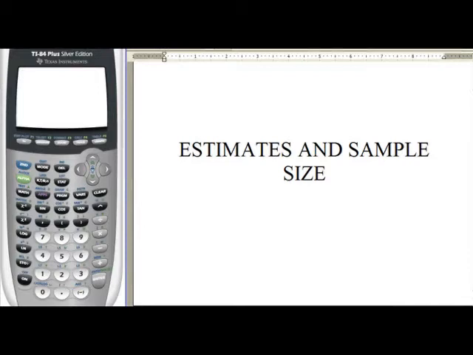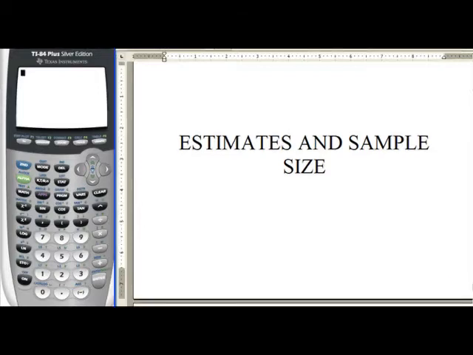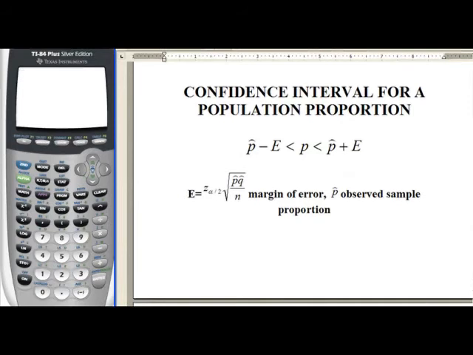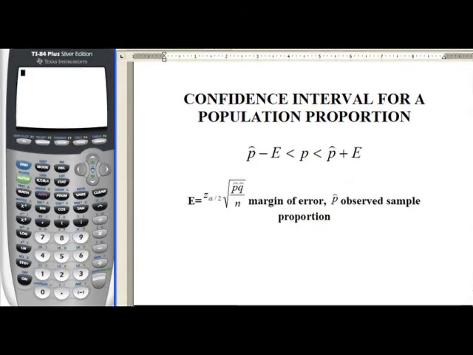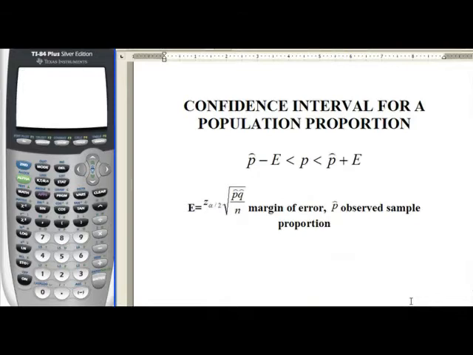Today we'll talk about estimates and sample size. Let's talk about the confidence interval for a population proportion. If we look at the formula, you will have the p-hat, the observed sample proportion that you get from your data, minus the margin of error, and the observed sample proportion plus the margin of error will give you an interval for the estimate of your proportion. And the margin of error is given by this formula.